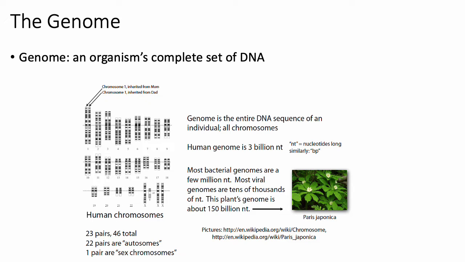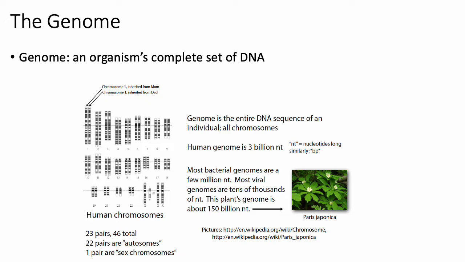It wouldn't really make sense to teach a class on genomics without briefly defining what the genome is. The genome, in the context of this class, is an organism's complete set of DNA. For humans, for example, excluding the mitochondrial genome, we have 23 pairs of chromosomes, 22 of which are autosomes, and one pair of which are the sex chromosomes for most human individuals.